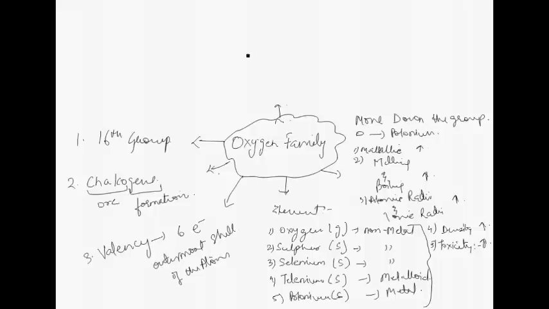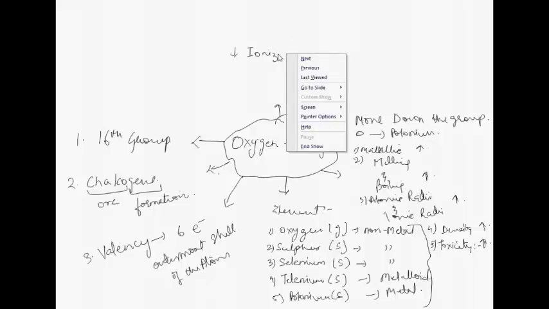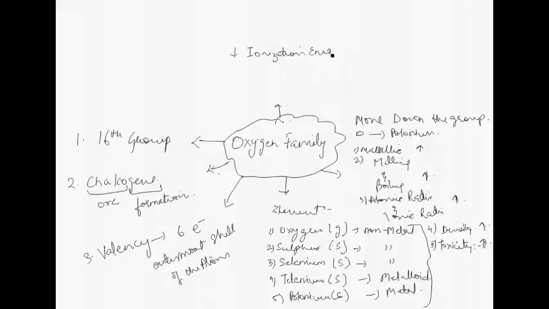Now friends, if I talk about the decreasing characteristics when we move downwards, the ionization energy keeps on decreasing as we move from oxygen to polonium. Also, the electronegativity decreases from oxygen to polonium. Here the topic is moving downwards, right? So these are some basic properties which we see in the oxygen family.